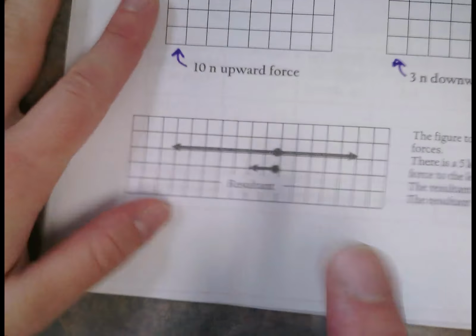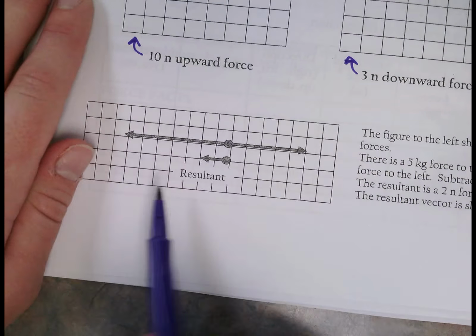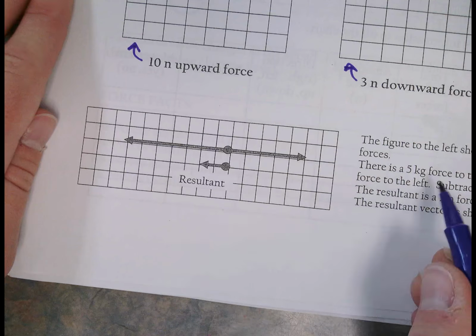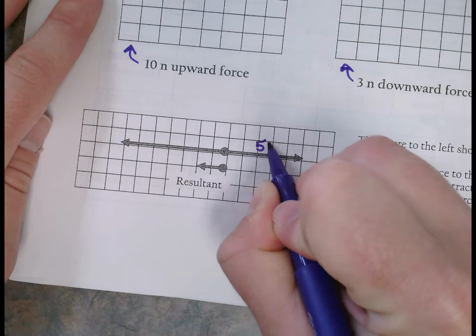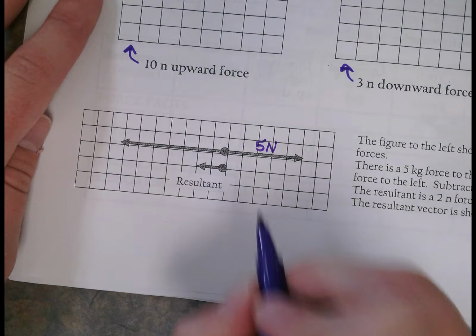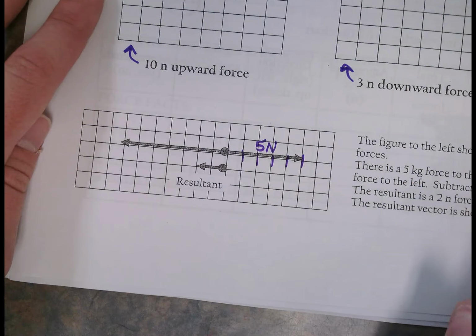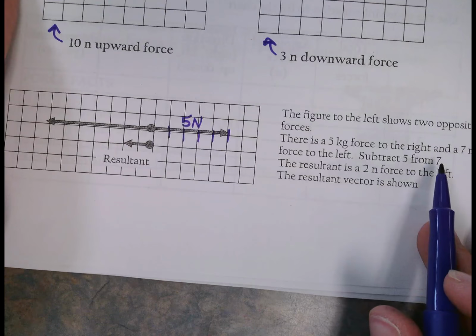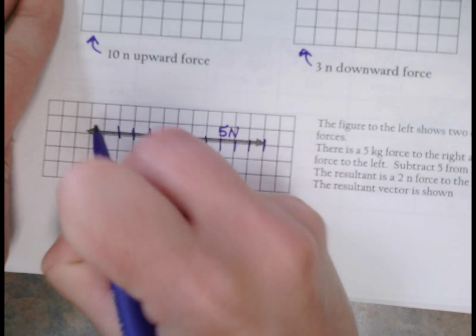Now these are vectors, or they're kind of showing 2 opposite forces. So this is going to be the resultant. It says there's a 5 Newton force to the right, so this is just going to be 5 N going that direction. If you count it over, 1, 2, 3, 4, 5. And a 7 Newton force to the left. So 1, 2, 3, 4, 5, 6, 7.